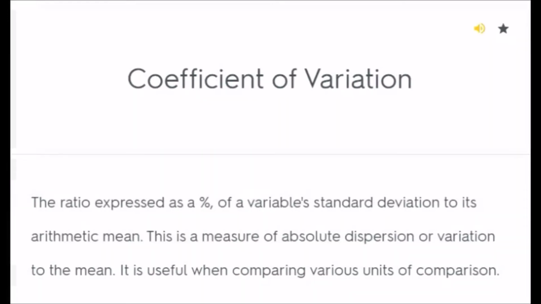Coefficient of variation. The ratio expressed as a percent of a variable's standard deviation to its arithmetic mean. This is a measure of absolute dispersion or variation to the mean. It is useful when comparing various units of comparison.